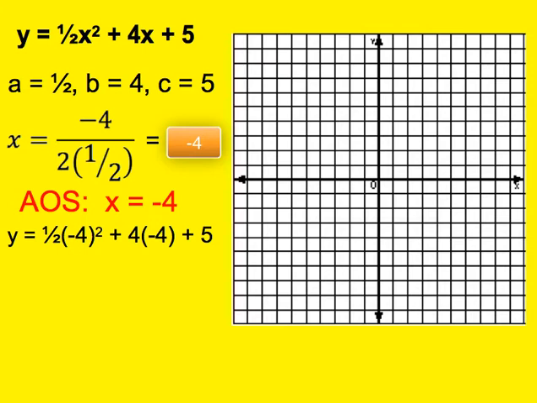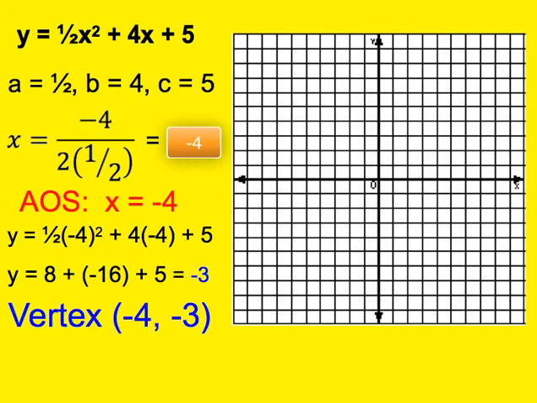So what you'll see here is that I put negative 4 in for the x's. When you work that out, you're going to end up with 8 plus negative 16 plus 5, and that's going to equal negative 3. So that means that our vertex is at the point negative 4, negative 3.